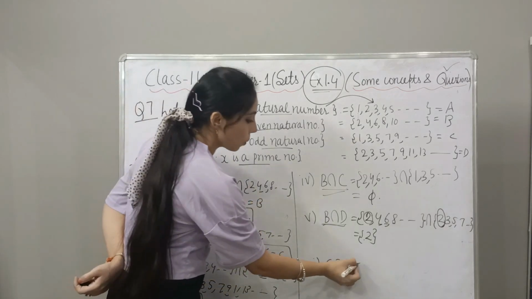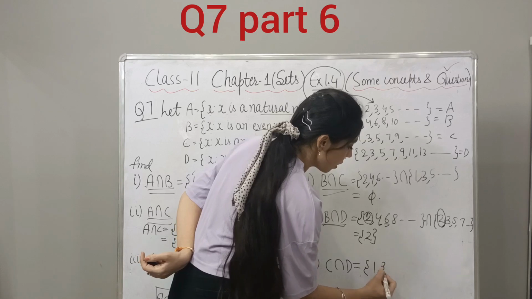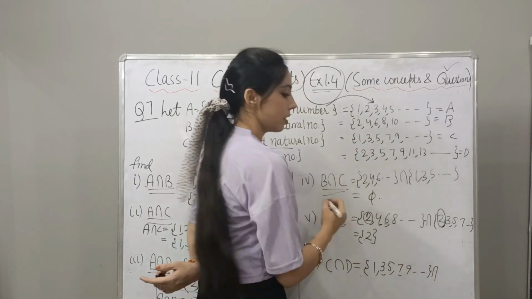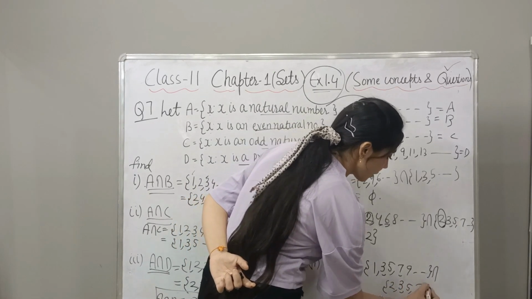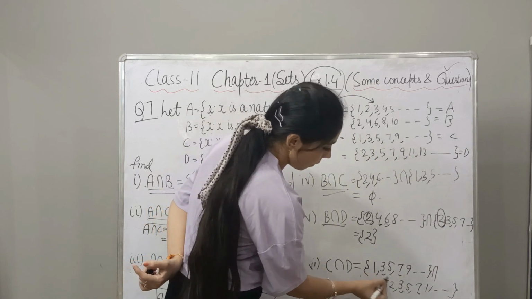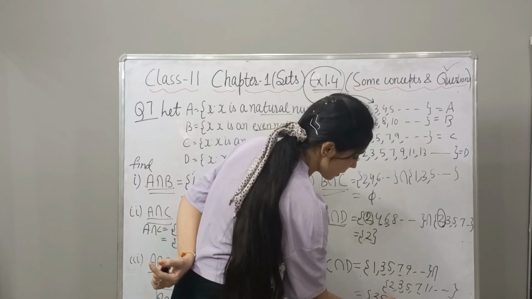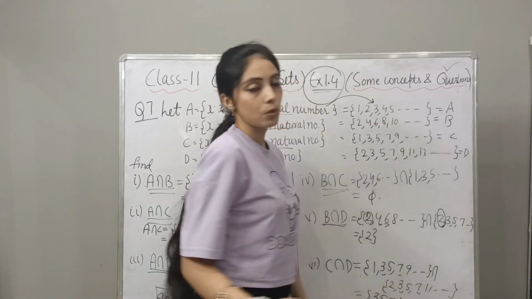Okay, so what about C intersection D? C contains all the odd numbers, and D contains all the prime numbers 2, 3, 5, 7, 11 and so on. So in the intersection we have 3, 5, 7, 11, 13 and so on.